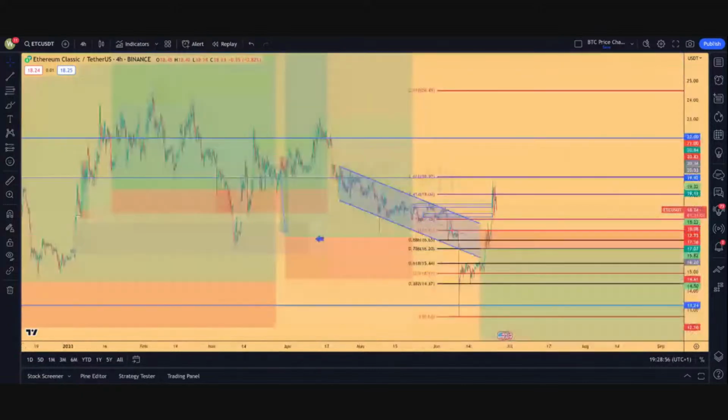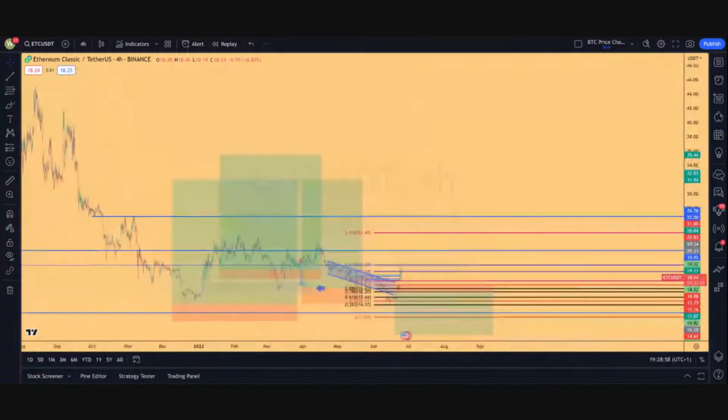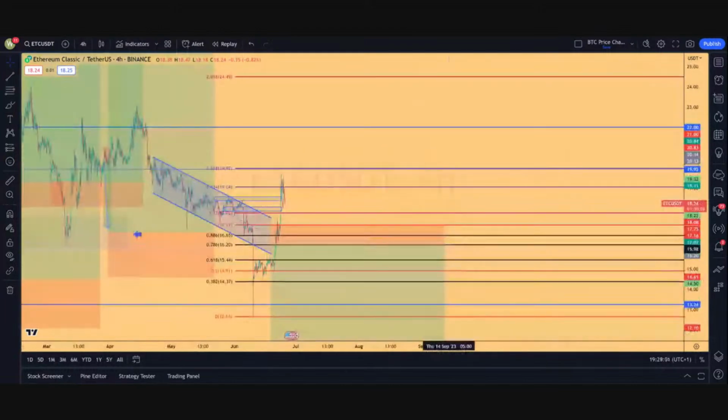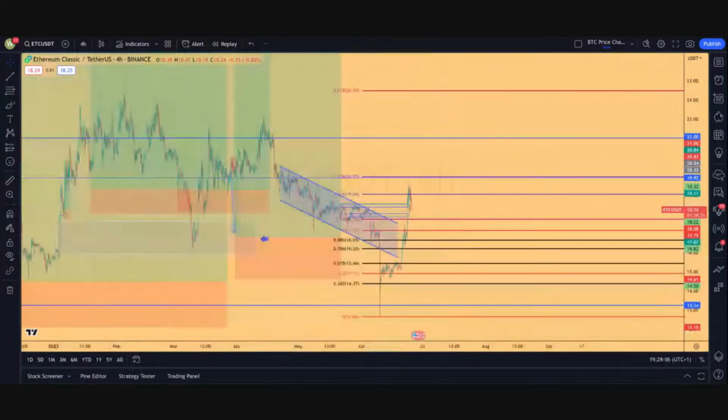I don't think this was a trade idea. I don't know why this stuff is here, but this wasn't a trade idea as well. So I think we should look out for.